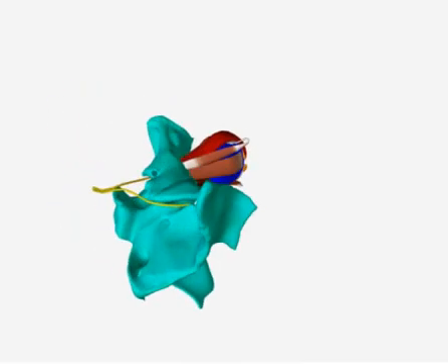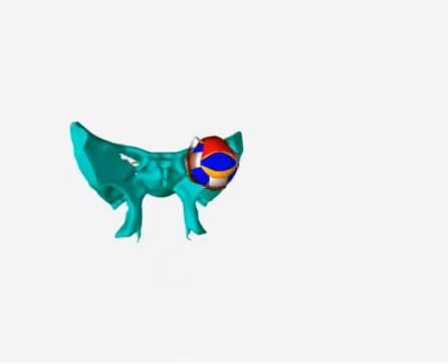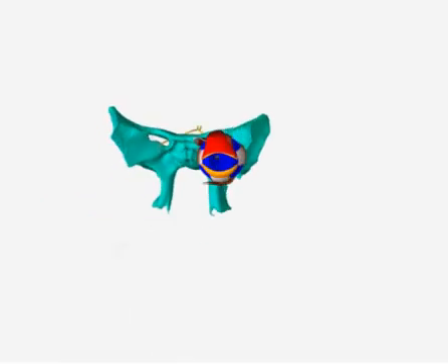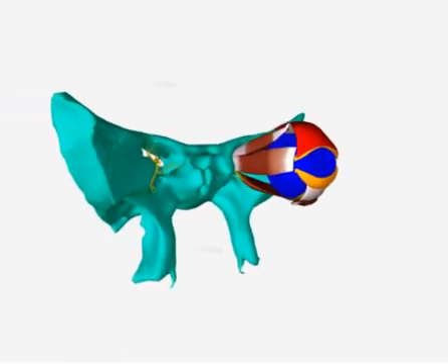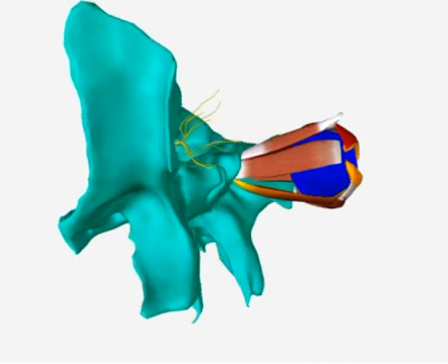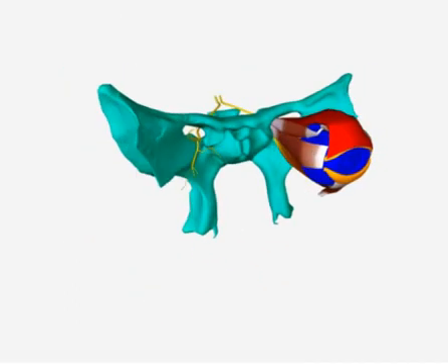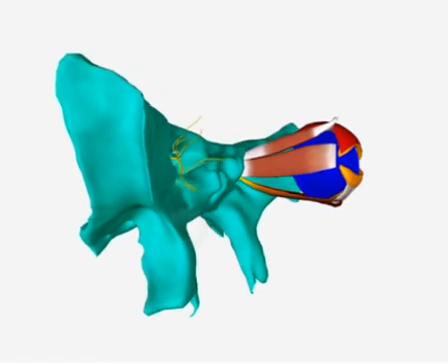If you can see, this is the nerve that is coming. This is the oculomotor nerve, or the third cranial nerve, and it is going to supply the superior rectus, the inferior rectus, the medial rectus, and the inferior oblique muscle of the eye. On the right side, you can see how the nerve emerges from the superior orbital fissure, from its medial aspect over here, and supplies the muscles of the eye.